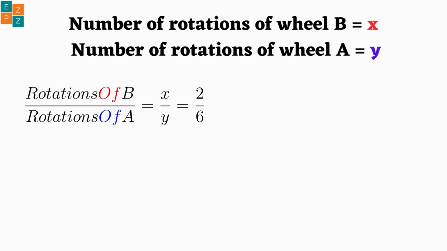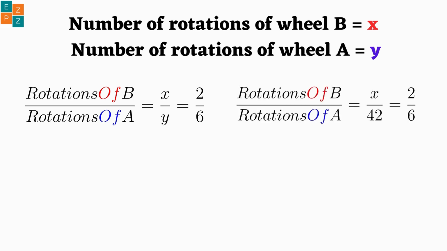To find the ratio when wheel A rotates 42 times, we can set up a proportion. Rotations of B by rotations of A is equal to x by 42, which is equal to 2 by 6. Now, we can cross-multiply to solve for x.